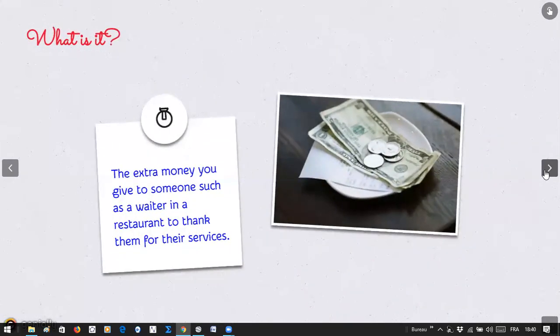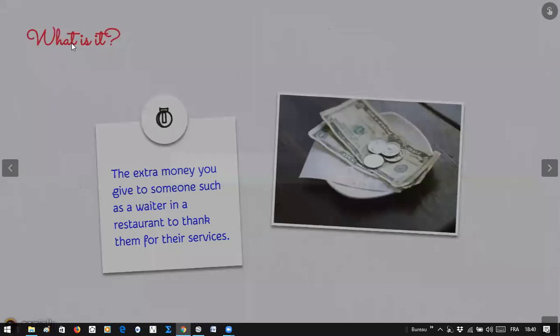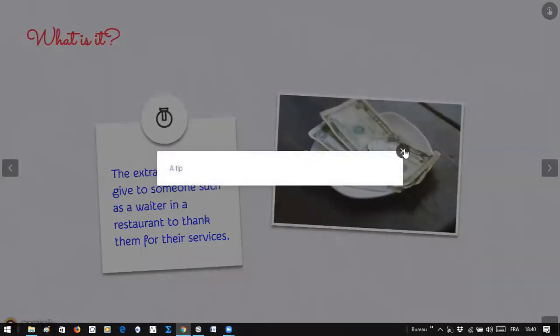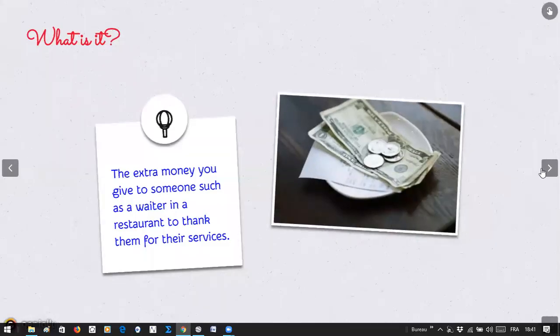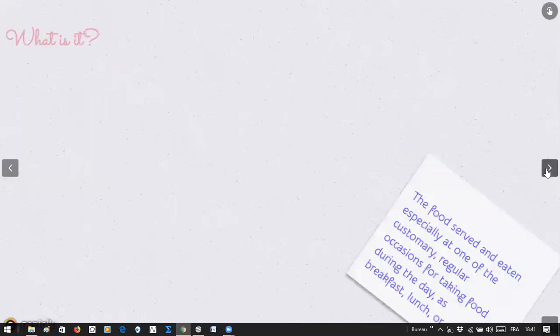Okay, carry on. What is it? Extra money you give to someone, such as the waiter in a restaurant, to thank them for their services. So when you go to a restaurant, you pay the bill. You pay for the meal you ate, and you can be generous enough to pay extra money. What do you call that extra money? A tip. Great, it's a tip. The noun is a tip, and the verb is I tip someone. The past is tipped, double P-E-D.